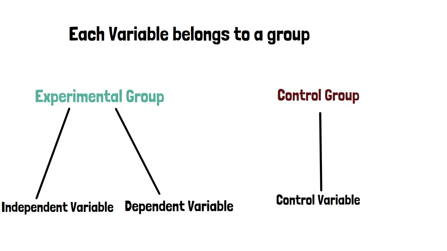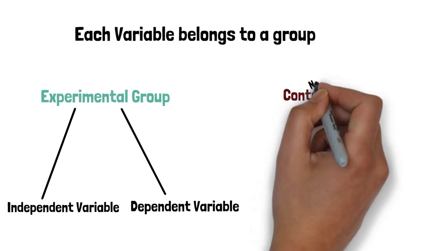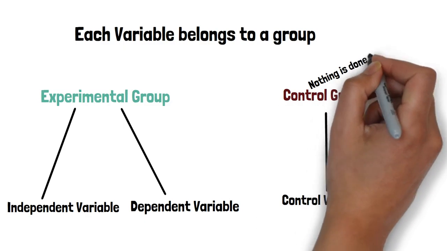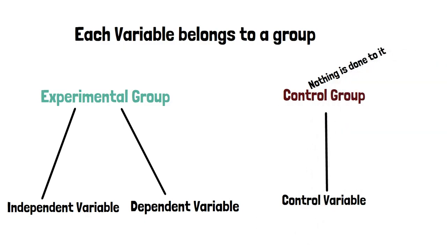The experimental group is the group in which the scientists carry out the tests, and the control group is the group that is not being tested. This group is actually separated from the test or any activity taking place in the experiment, meaning the control group, nothing is done to it. That is where you have your control variable.